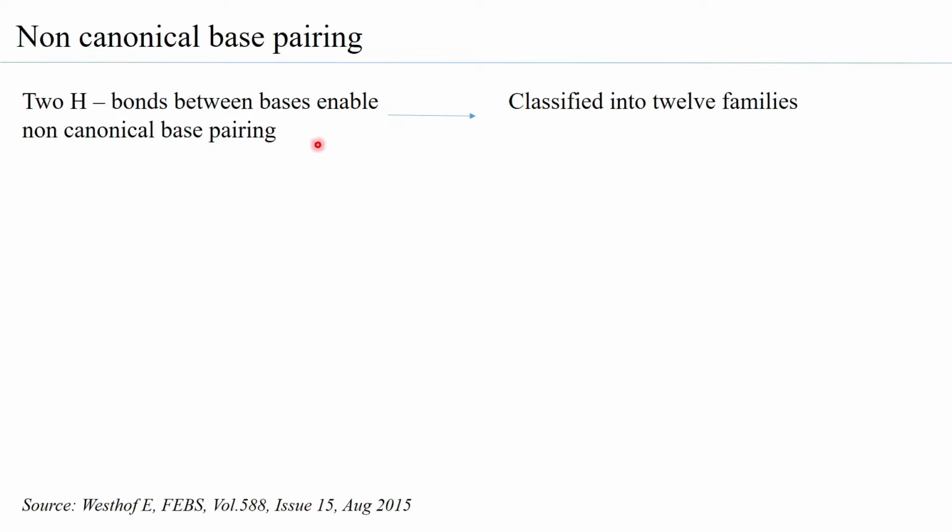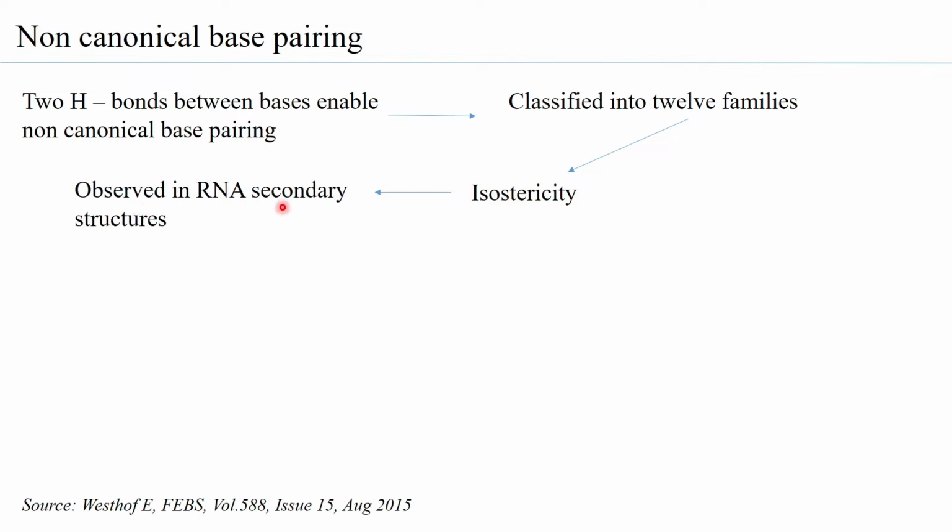Now, looking at these attributes and through various X-ray crystallography studies, what has been observed is that base pairing can be classified into 12 families. And interestingly, what has been observed is that in these 12 families, there is a property which is called isostericity. We would be looking at what isostericity is. But this isostericity is, say, for example, observed in all RNA secondary structures. Now, the RNA secondary structure can be formed when one RNA itself turns over to form the stem and the loop structure.